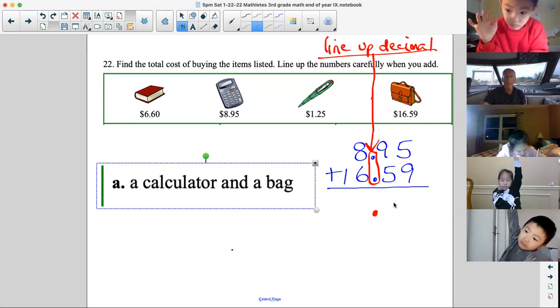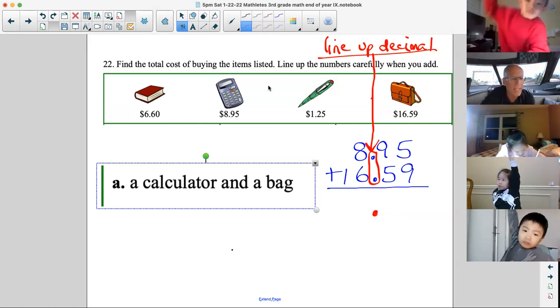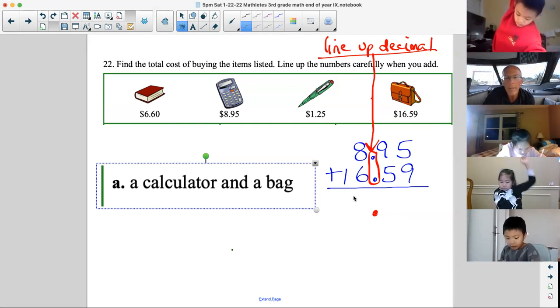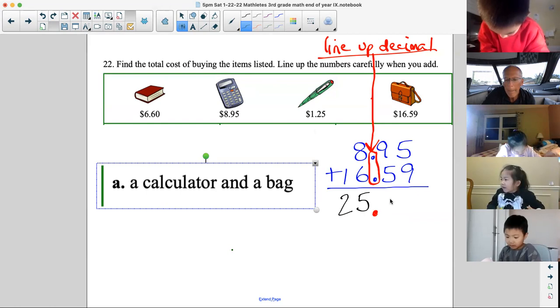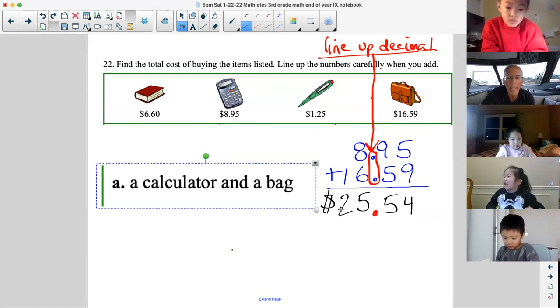All right, everybody ready, set, go. Go to 20 cents. 25.50 dollars. Let's see if it works.